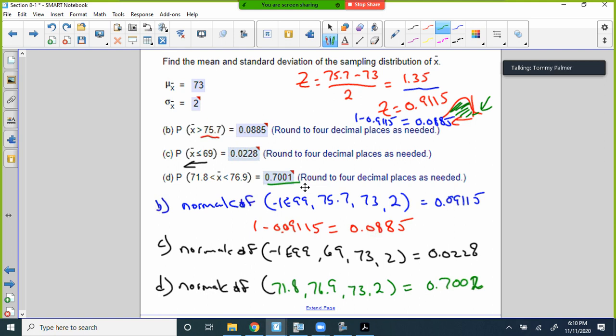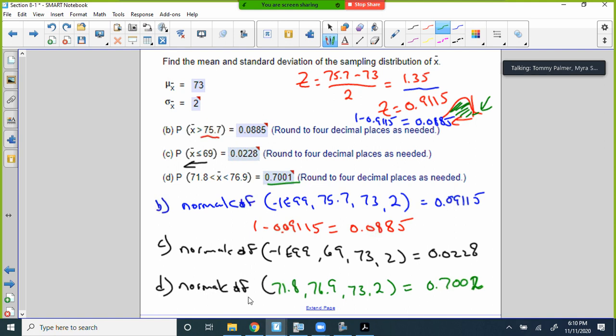Look at your parameters for D. Is it saying greater than or less than a certain point, like B and C did? It's saying between the 2 points, right? So the lower bound and the right bound on that, okay?